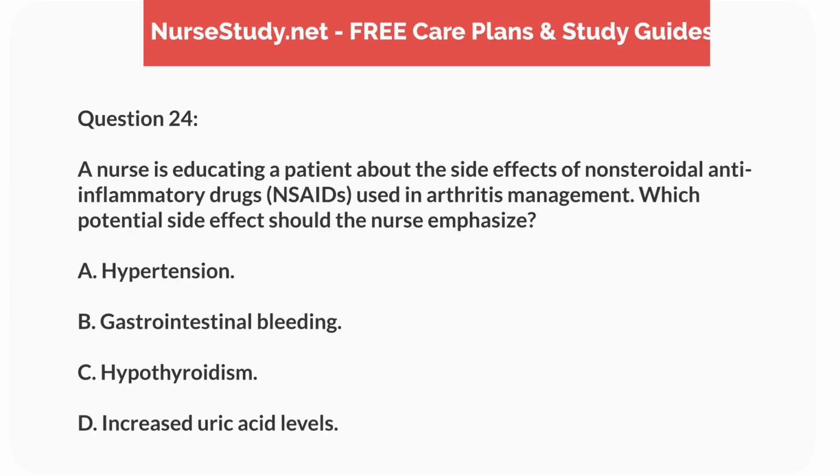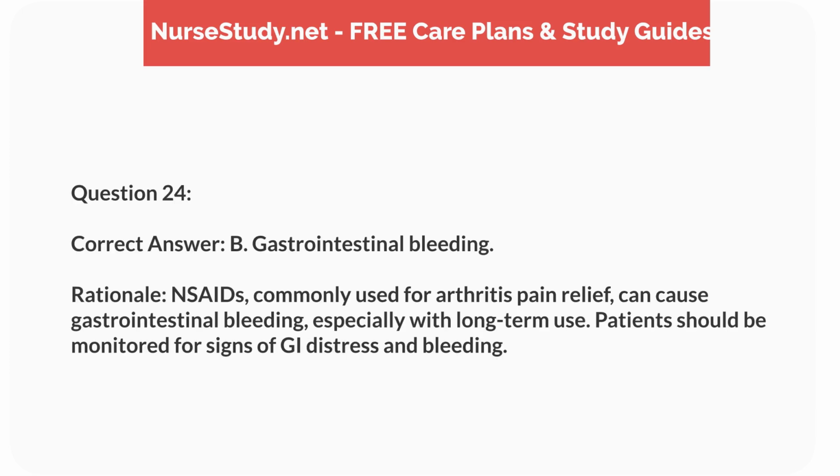Question 24. A nurse is educating a patient about the side effects of nonsteroidal anti-inflammatory drugs, NSAIDs, used in arthritis management. Which potential side effect should the nurse emphasize? A. Hypertension. B. Gastrointestinal bleeding. C. Hypothyroidism. D. Increased uric acid levels. Correct answer: B. Gastrointestinal bleeding.